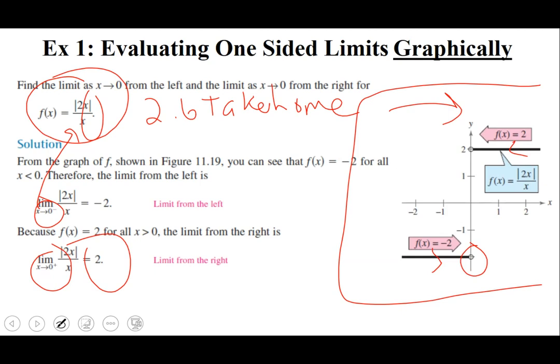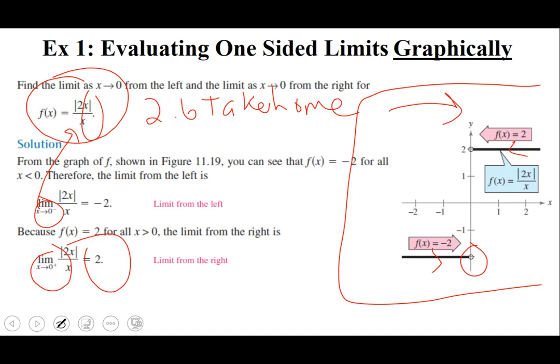If this graph was not given to you and I said, make me a picture, you would think about some values of x that you would plug in. Obviously, you can plug in anything other than 0. So let's say you plugged in 1. That would give you 2 over 1, which would be 2. Let's say you plugged in 2. That would give you 4 over 2, which would be 2.